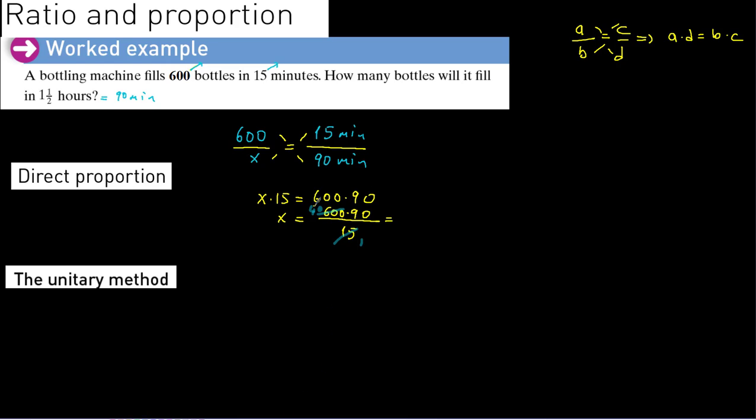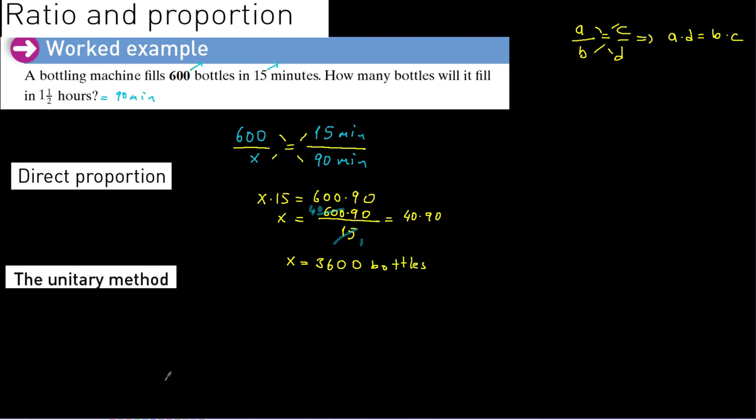Which means if this is 40, then 40 times 90 should be equal to x. So x is equal to 3,600. Which means that a bottling machine fills 3,600 bottles in 90 minutes. So let me write the unit here also.